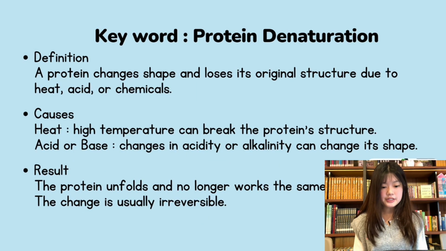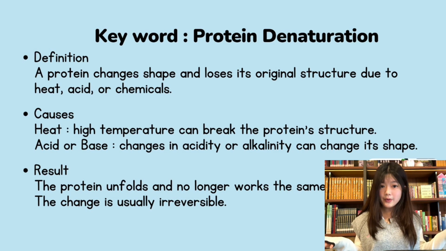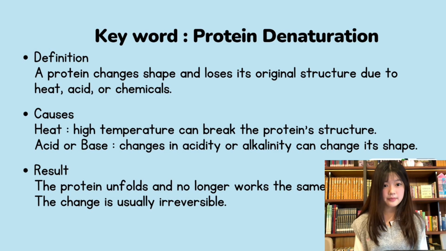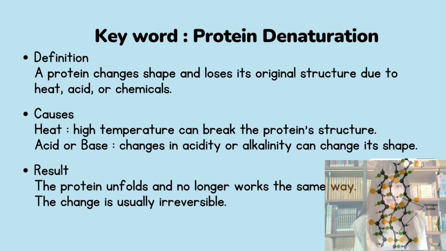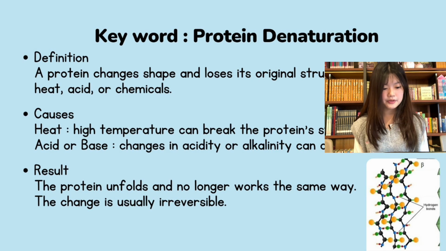And protein denaturation occurs when proteins lose their original structure and shape due to external factors like heat, acids, or chemicals. High temperatures can break the bonds maintaining the protein structure, while changes in pH, whether acidic or alkaline, can disrupt its shape and functionality. As a result, the protein unfolds and can no longer perform its original function. This change is often irreversible.